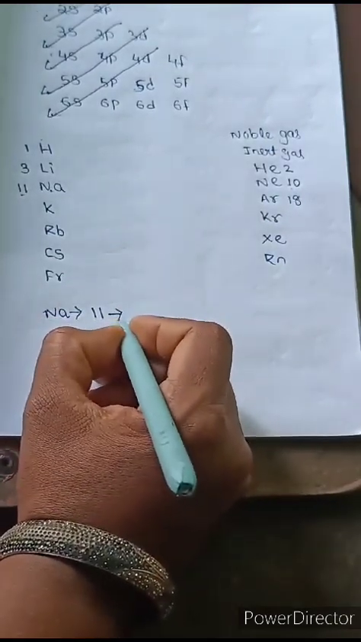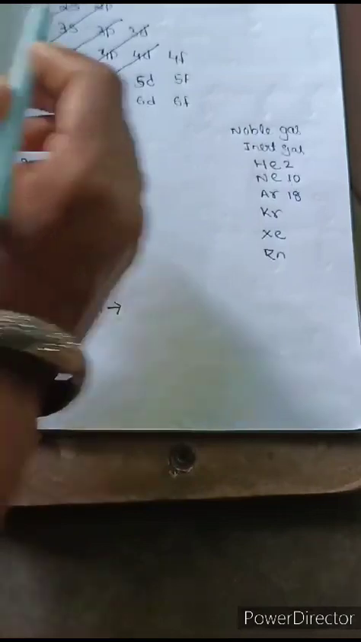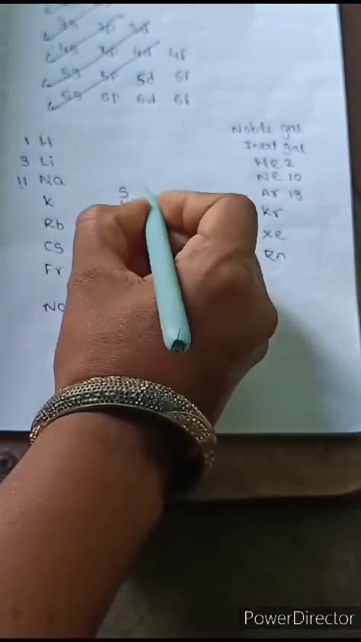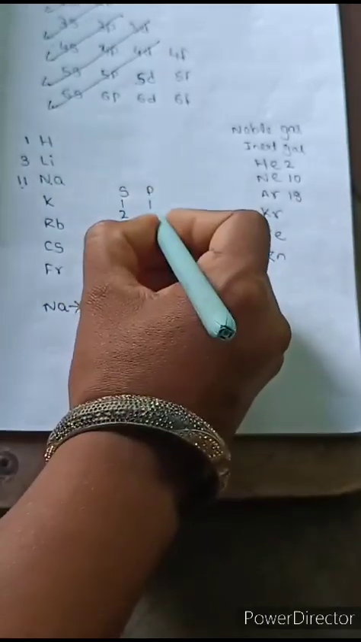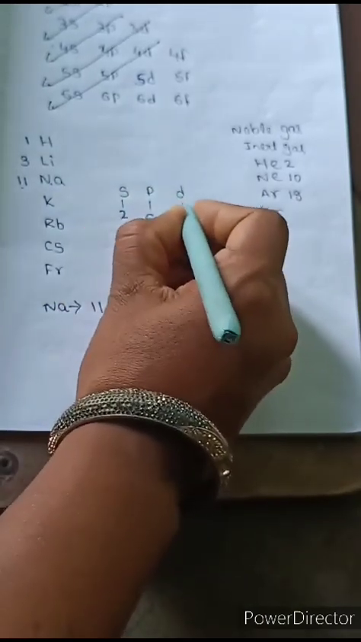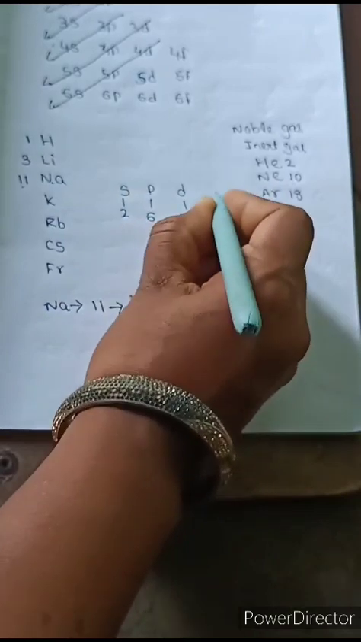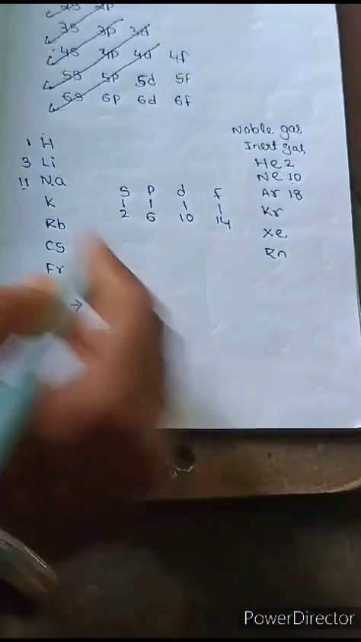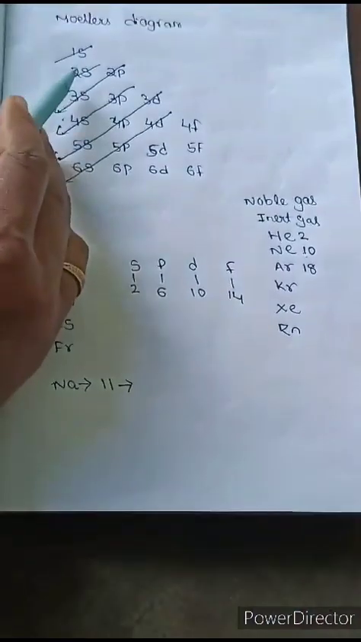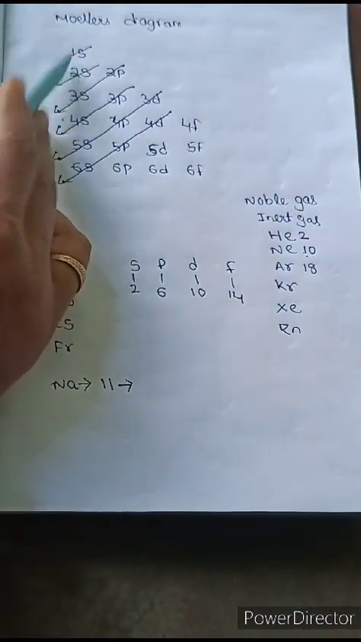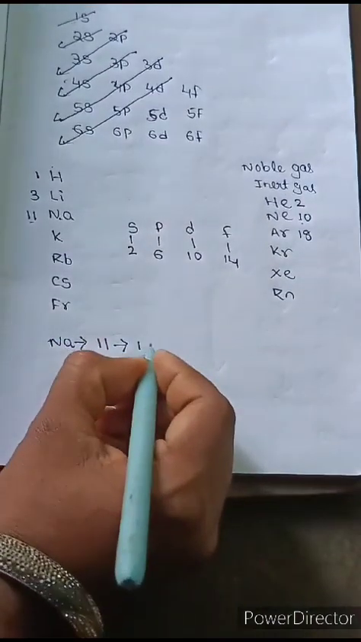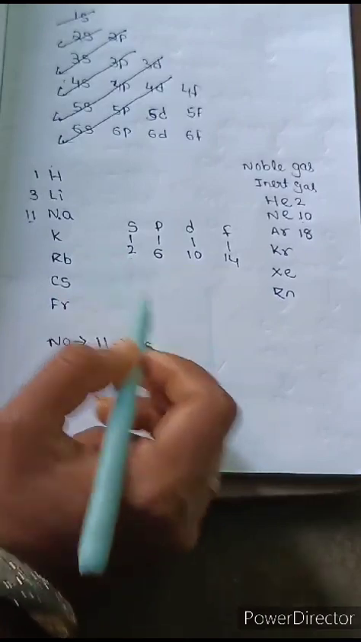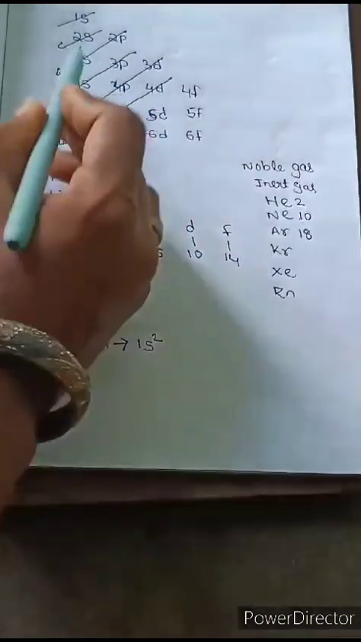So how can we write the electronic configuration? In S, maximum 2 electrons. In P, maximum 6 electrons. In D, maximum 10 electrons. In F, maximum 14 electrons. First of all, S, here in this diagram we can fill 1s, right? In S, how many maximum can we fill? 2. So 1s2.